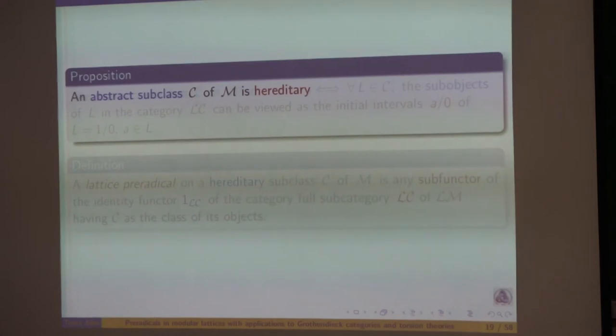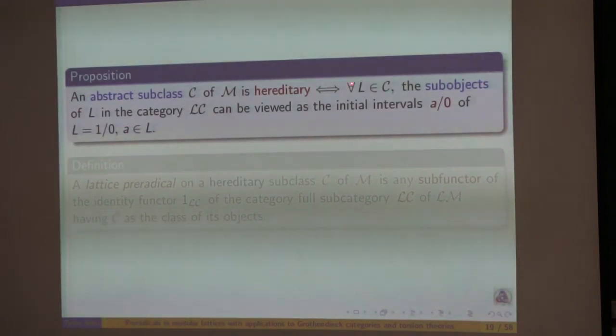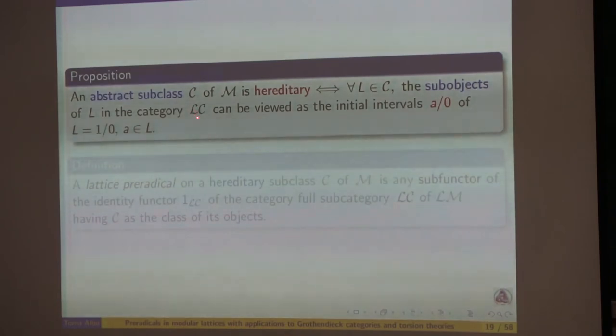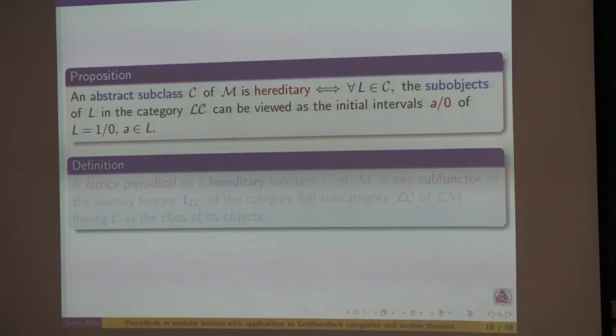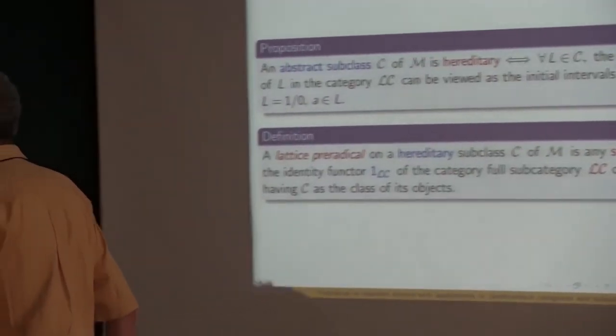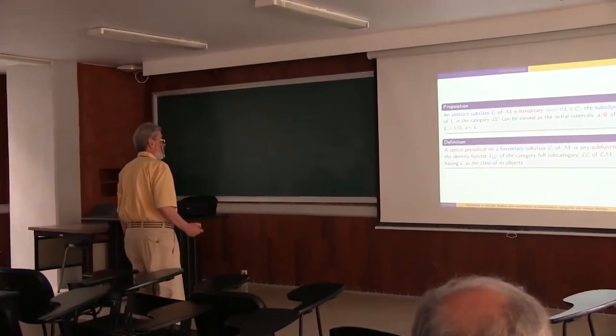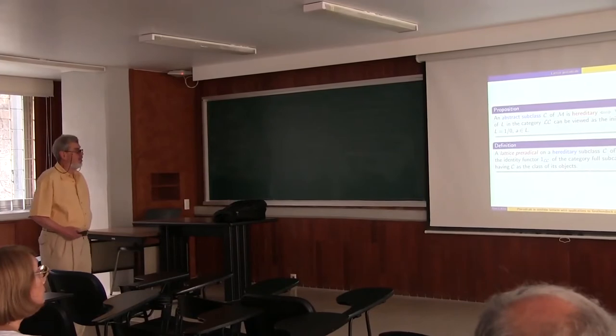Proposition. If we have an abstract class, this class is called hereditary if for any L in C, the subobject of L in this category can be used as the initial interval of this class. It is hereditary, has this property. And now coming to the definition, what is the lattice predicate? The lattice predicate on a hereditary class is any subfunctor of the identity functor of the full subcategory L of C, having C as class of objects.